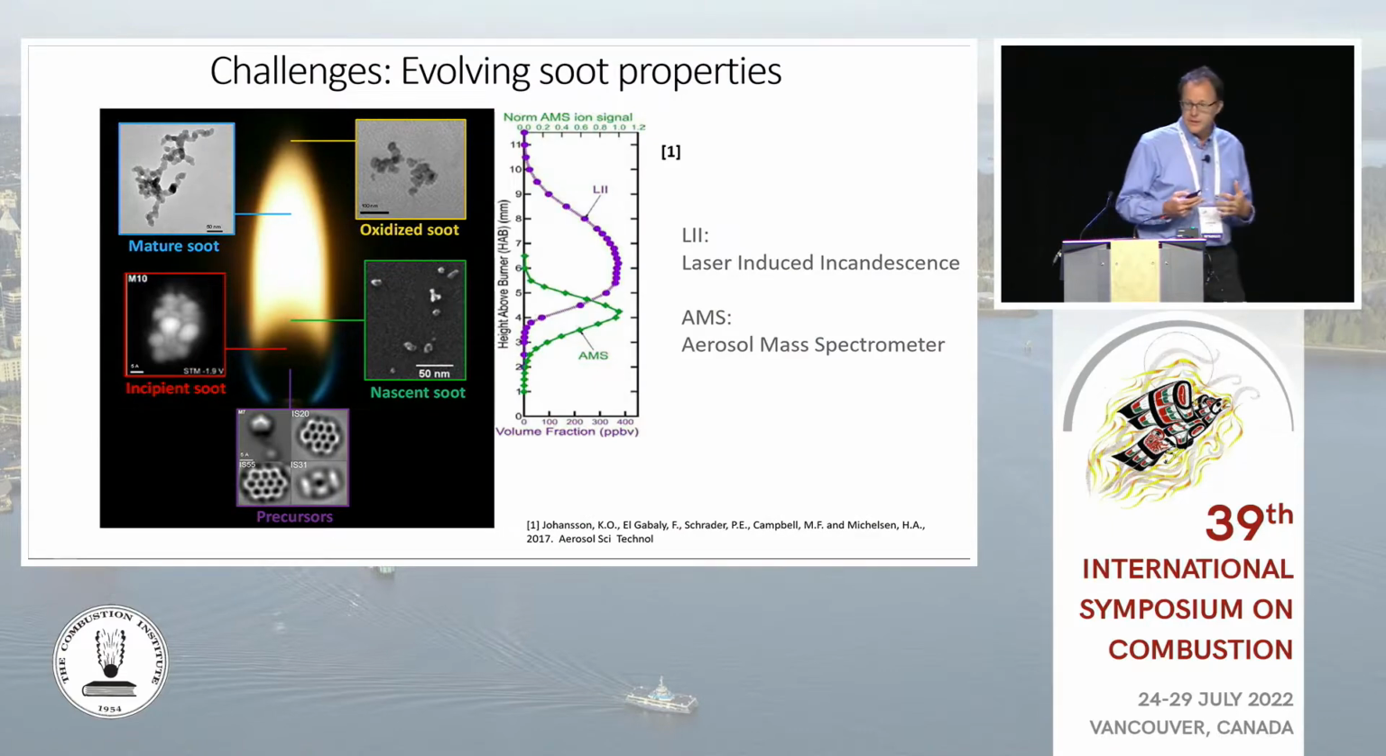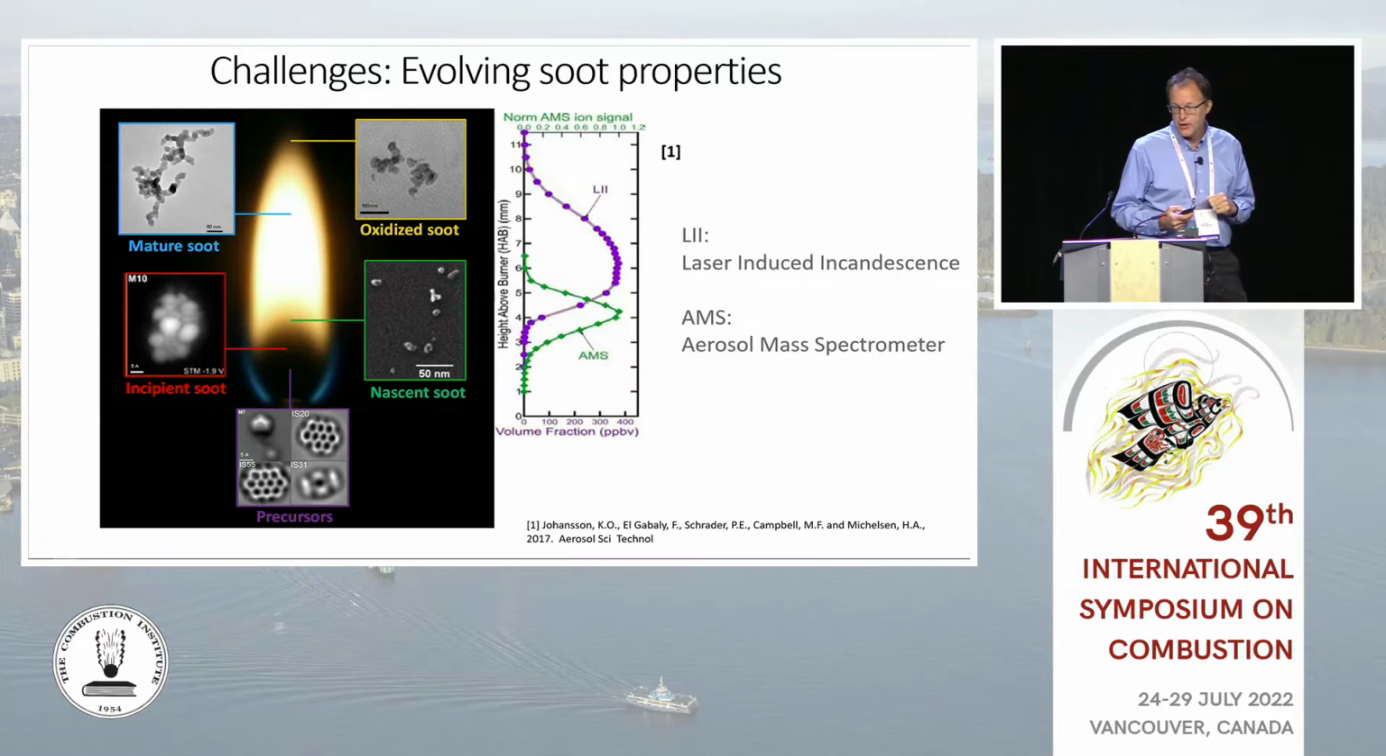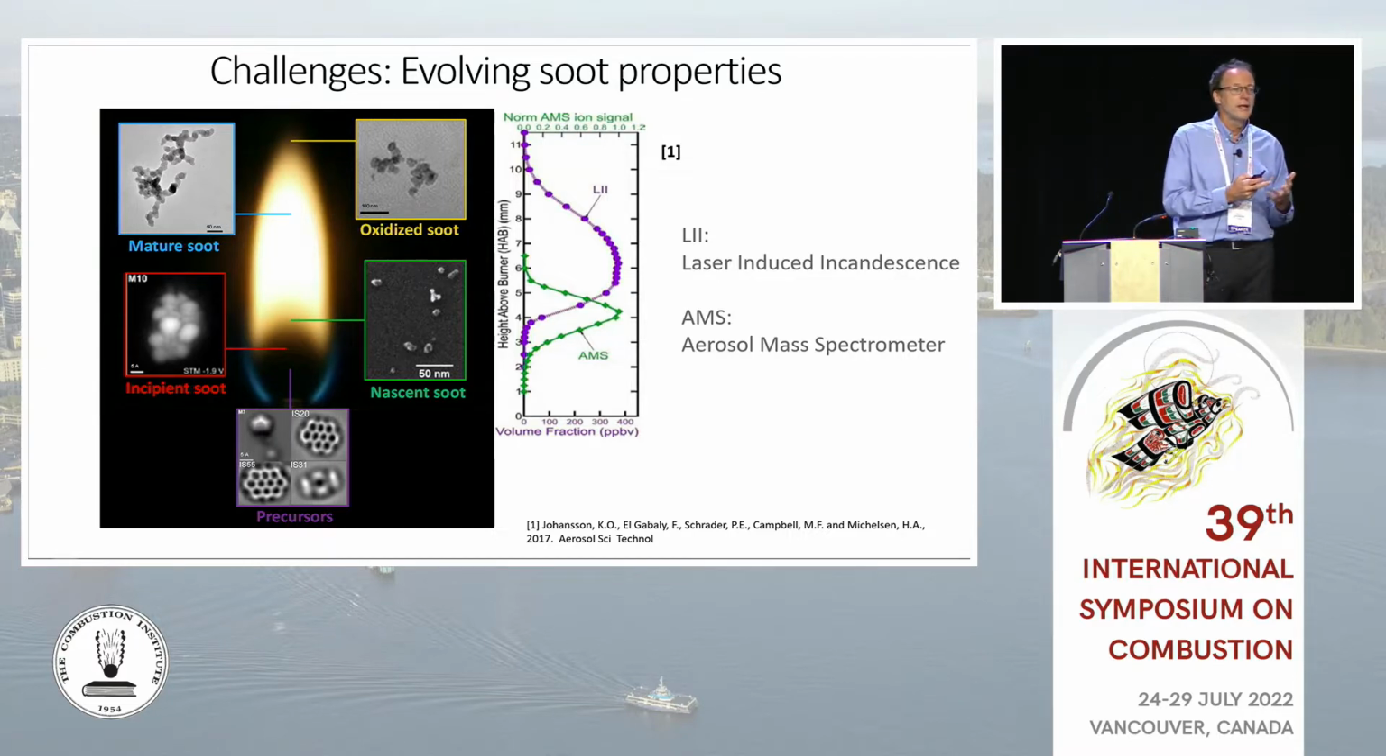Now looking at measurements, on the right there, as you move up the flame, you have different techniques. The most common is laser-induced incandescence, and you can see that you're measuring a signal as you move up the flame. But typically LII is not very good at measuring incipient soot, and so aerosol mass spectrometry, the green line, shows the incipient soot particles. And so we see that typically we miss that with LII. So it's very important that we keep these different soot properties in consideration when we're comparing our model to our measurements, so that we're comparing apples to apples.